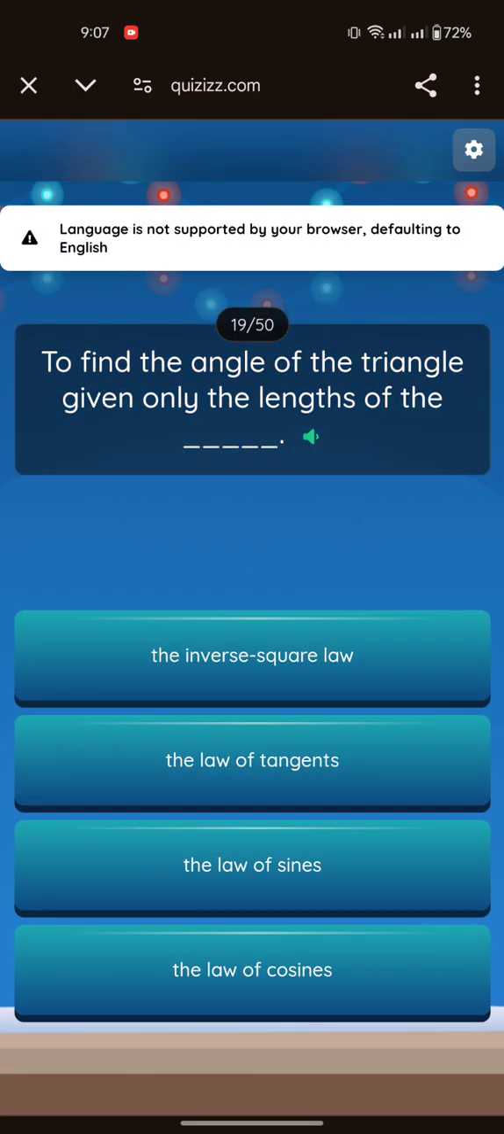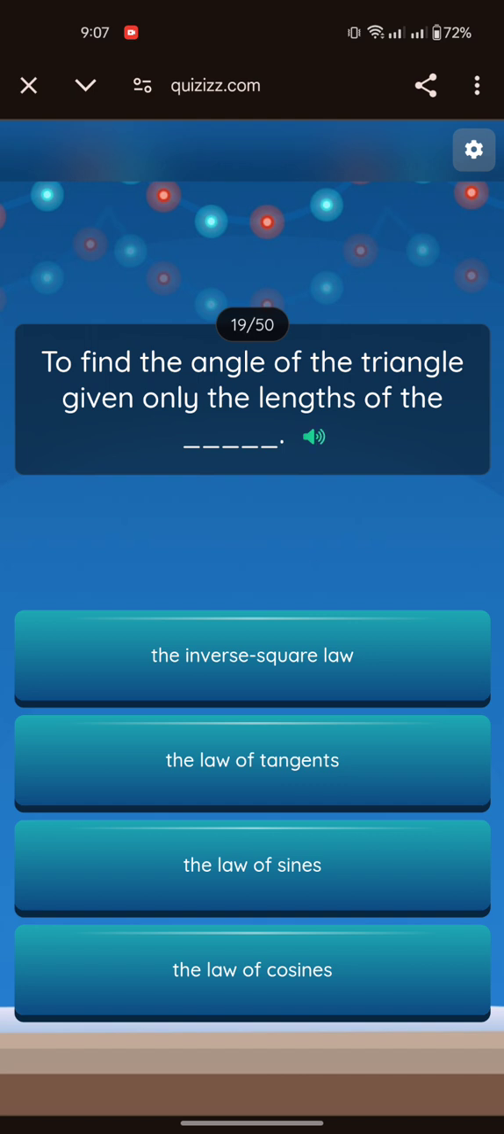Question. To find the angle of the triangle given only the lengths of the blank. Option 1 the inverse square law. Option 2 the law of tangents. Option 3 the law of sines. Option 4 the law of cosines.